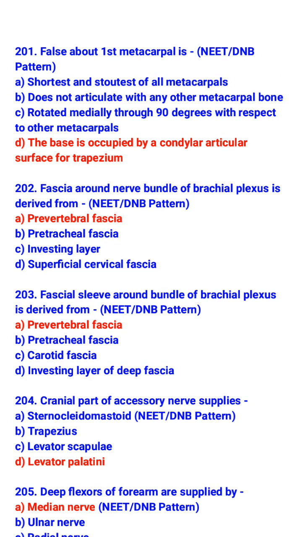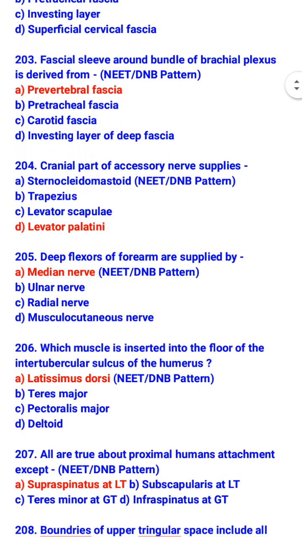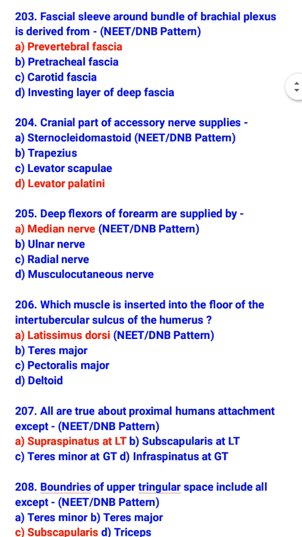Fascia around nerve bundle of brachial plexus is derived from prevertebral fascia. Fascial sleeve around bundle of brachial plexus is derived from prevertebral fascia. Cranial part of accessory nerve supplies levator palatini. Deep flexor of forearm are supplied by median nerve.